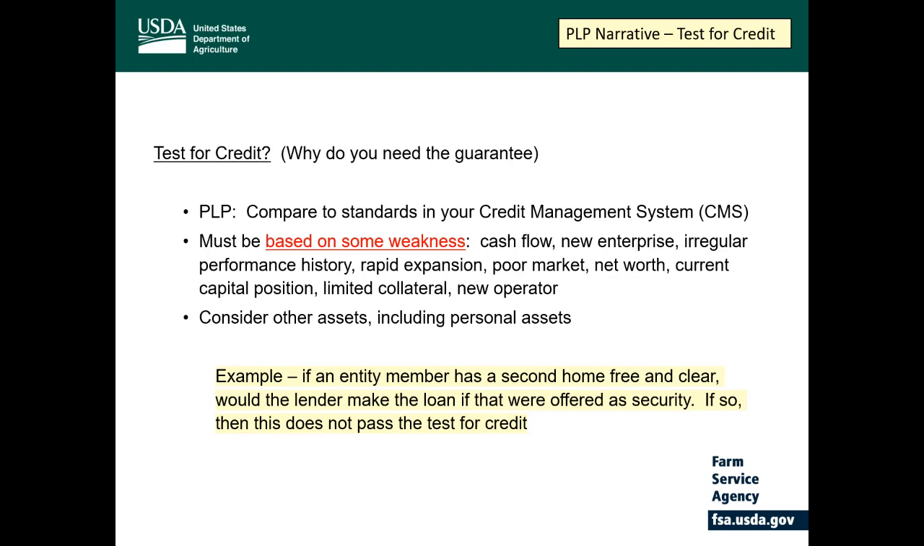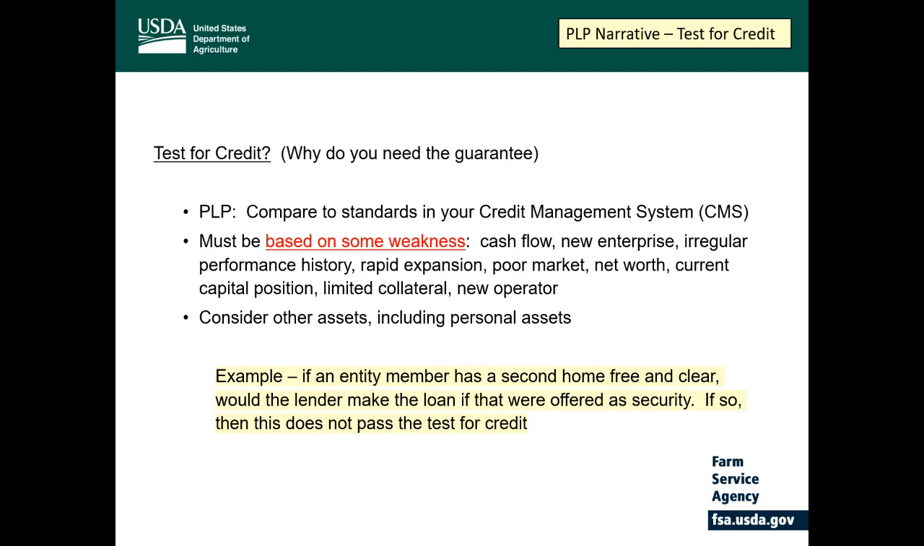In your lender narrative, the best thing you can do, the top bullet there, is compare it to the standards in your credit management system. If it doesn't meet a standard, that's probably why you're requesting a guarantee, so mention what it doesn't meet. Here are some examples on that second bullet. These are just some examples of weaknesses that I thought of in about 30 seconds and put down here. Certainly you can come up with a weakness, because you're filling out this application, going to that effort, and you're probably going to pay a guarantee fee on it. So there's a reason you're doing it; just go ahead and put it down and you should be okay.